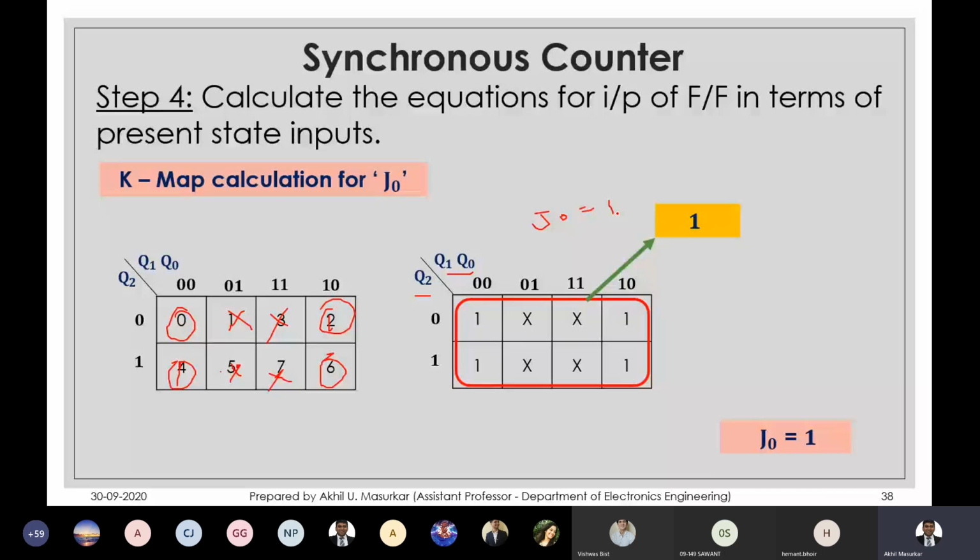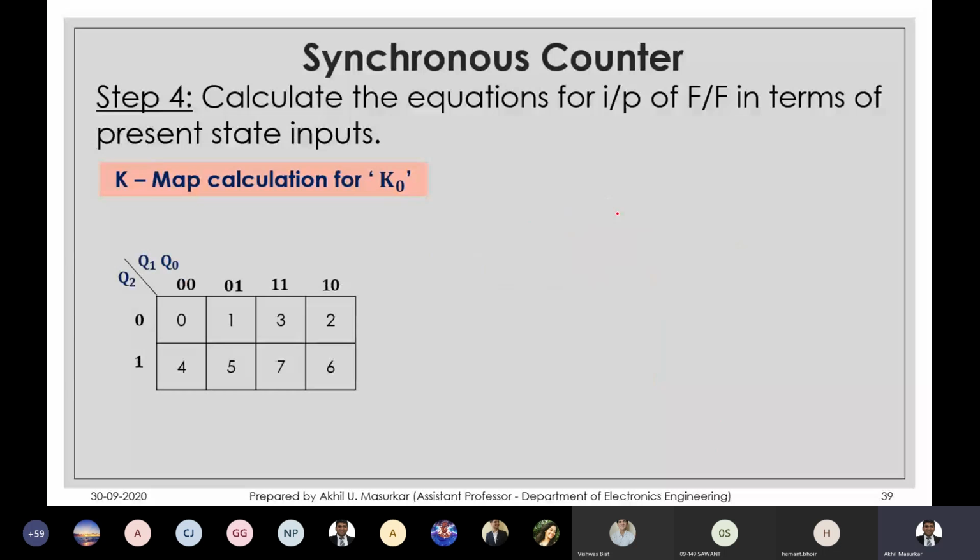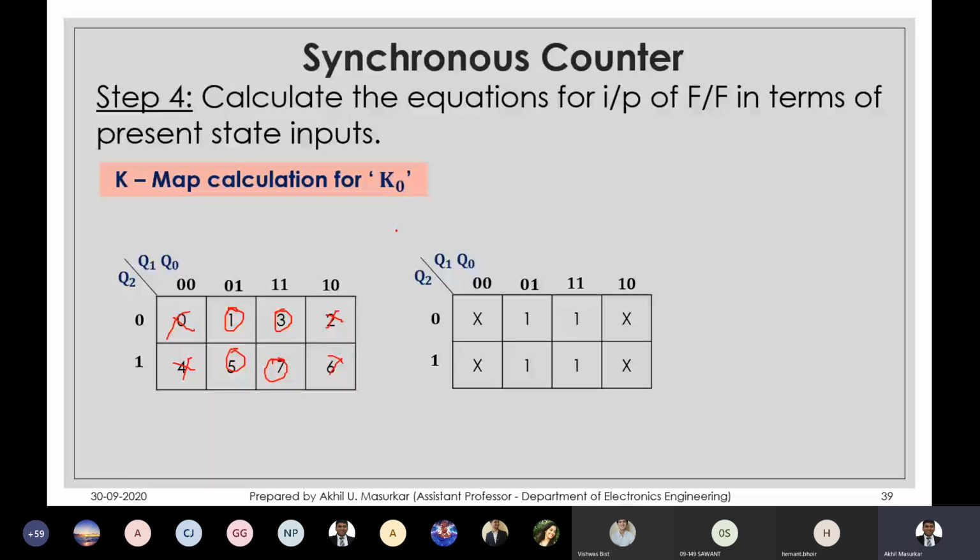So I'm just going to K0 now. For K0, our positions are like this. Don't care 1, don't care 1, don't care 1, don't care 1. So again we have these positions and 8 of them together. So even that is going to be 1.